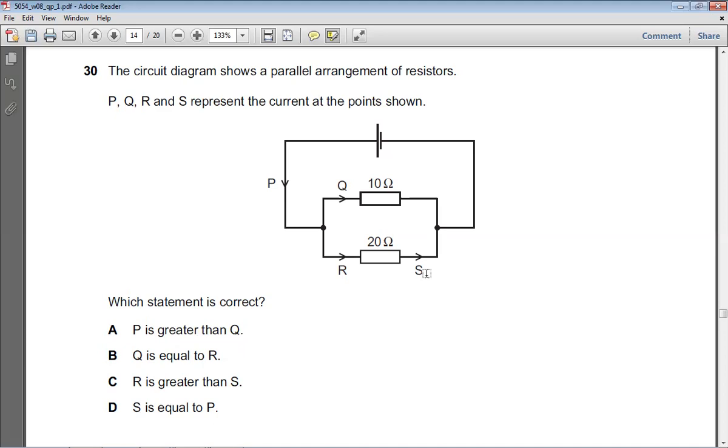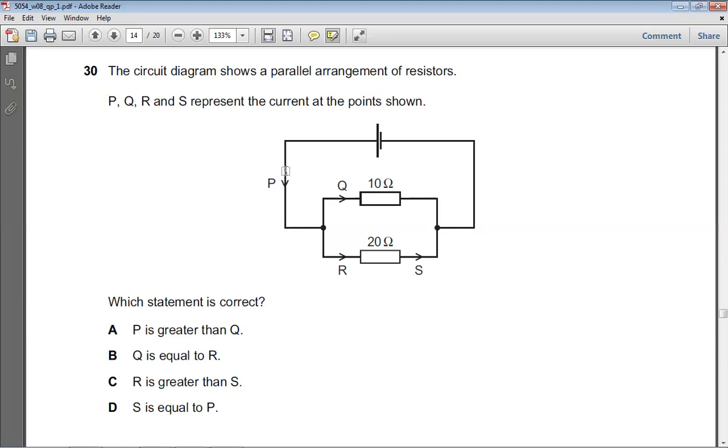So which statement is correct? P is greater than Q, that is right. Q is equal to R, that's wrong. R is greater than S, that is wrong, R and S both are equal. S is equal to P, that is also wrong.